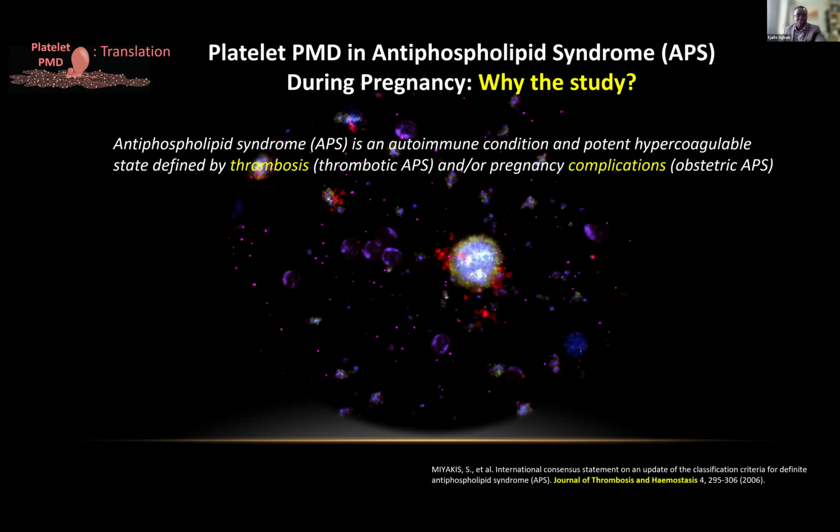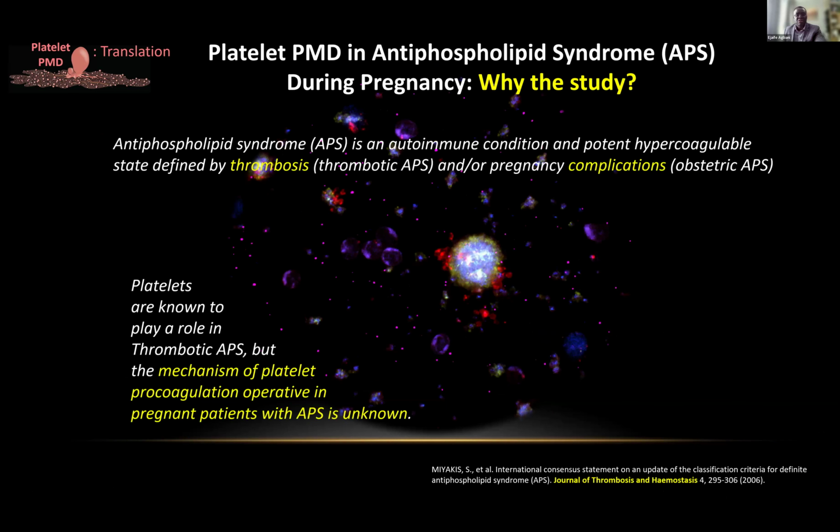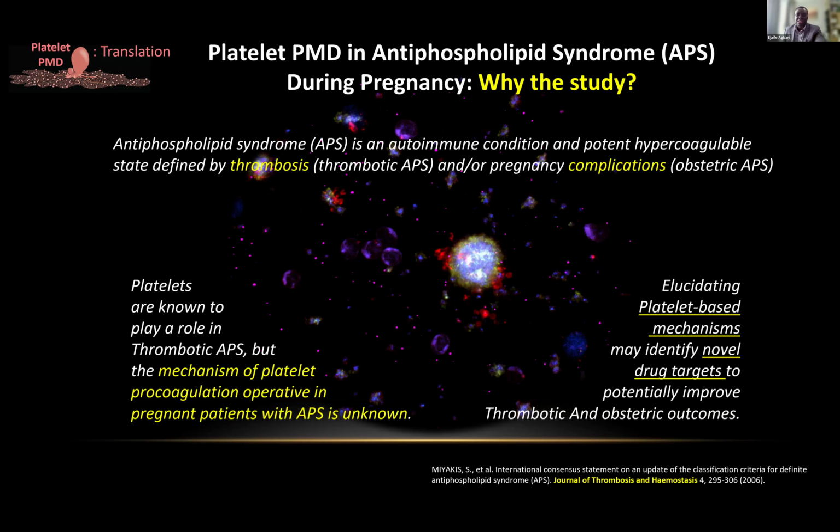Well, antiphospholipid syndrome is an autoimmune condition and potent hypercoagulable state defined by thrombosis. Platelets are known to play a role in thrombotic APS. But the mechanism of platelet procoagulation that is operating in patients with APS is not well understood, so we want to be able to identify novel targets, potentially improve both thrombotic and obstetric outcomes in these patients.